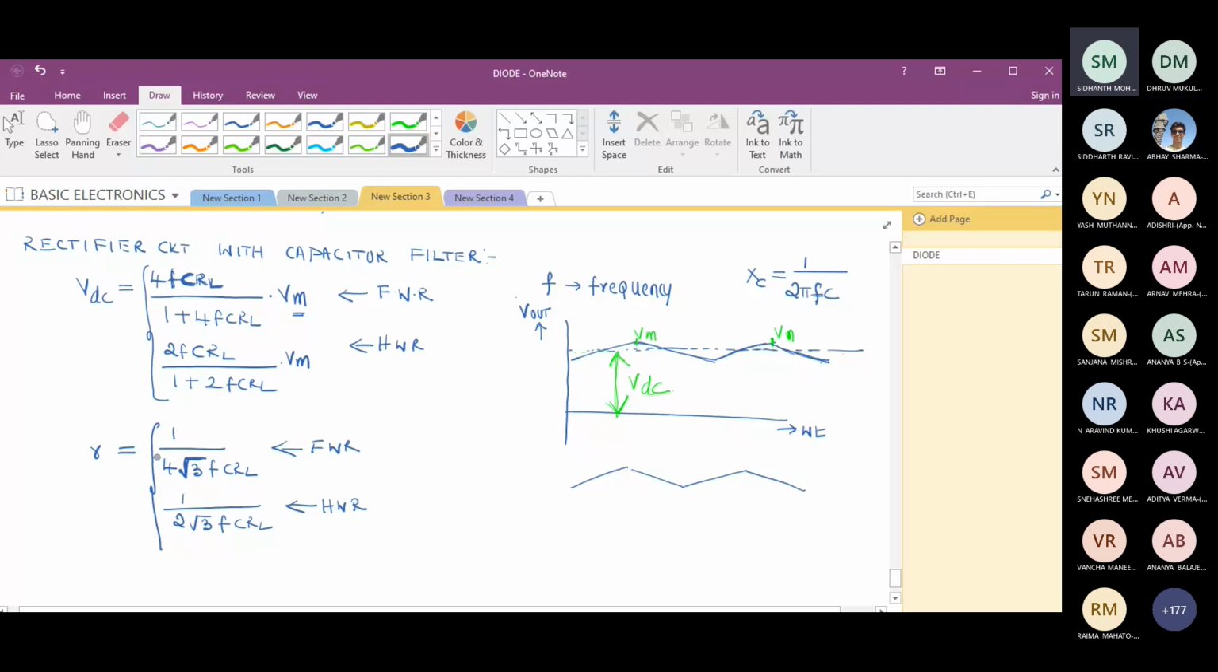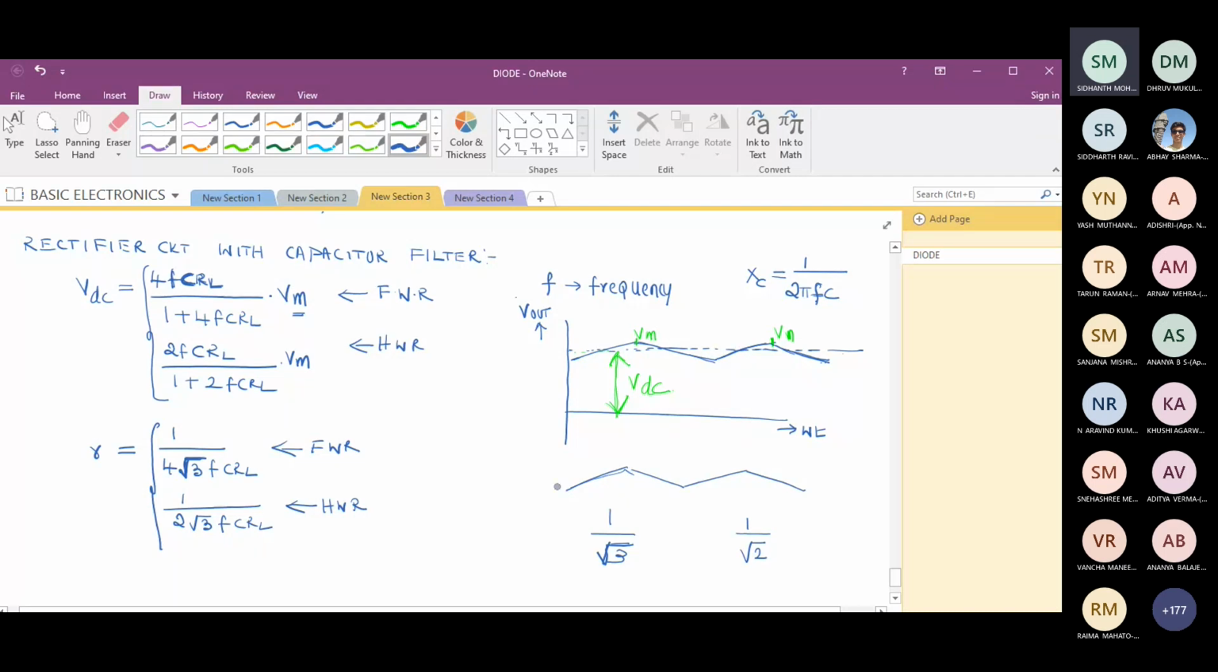If you find the RMS value of this triangle, the RMS value of a triangle is 1 by root 3. Just like for a sinusoidal signal, the RMS value is 1 by root 2, for a triangular waveform it is 1 by root 3. How do you find the RMS value of a triangle?